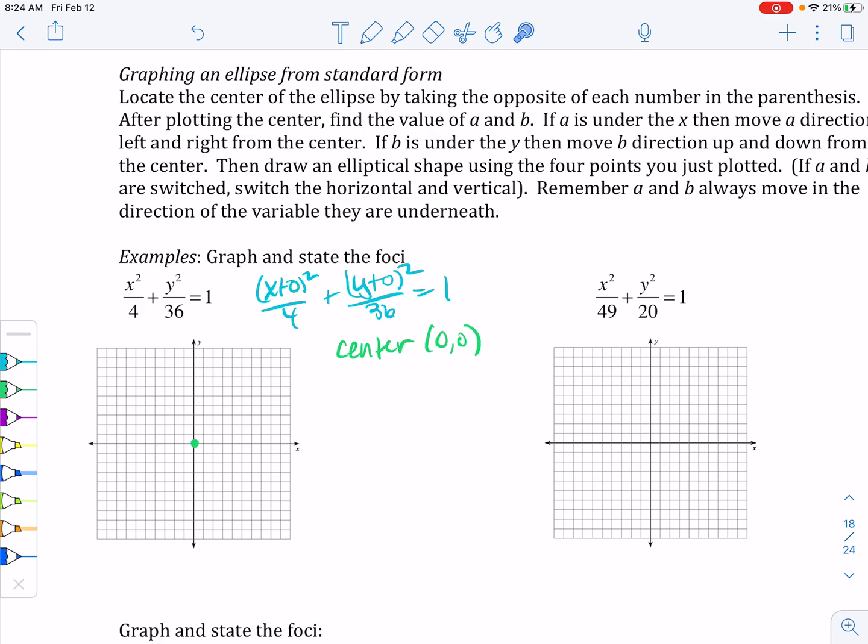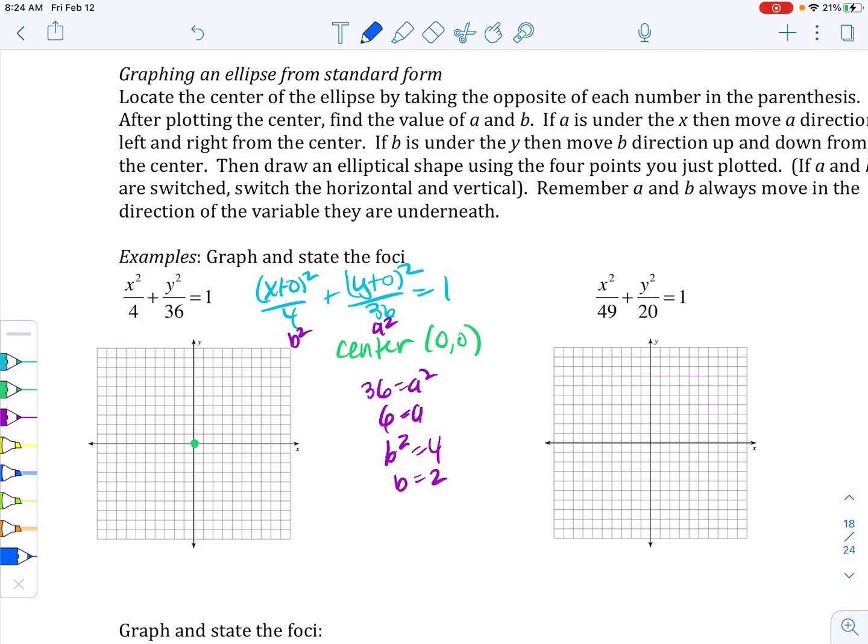Okay? Now, the way we determine which thing is a or b is which one is bigger. So here this is our a squared because it's bigger. So this also means that it's going to be oriented so that it's taller than it is wider. So this is the tall and skinny one because the thing under the y is bigger than the thing under the x. Okay. So if we set 36 equal to a squared, then that means that a is 6. If we set b squared equal to 4, then we know that b is 2. We're just taking the square root of each one.